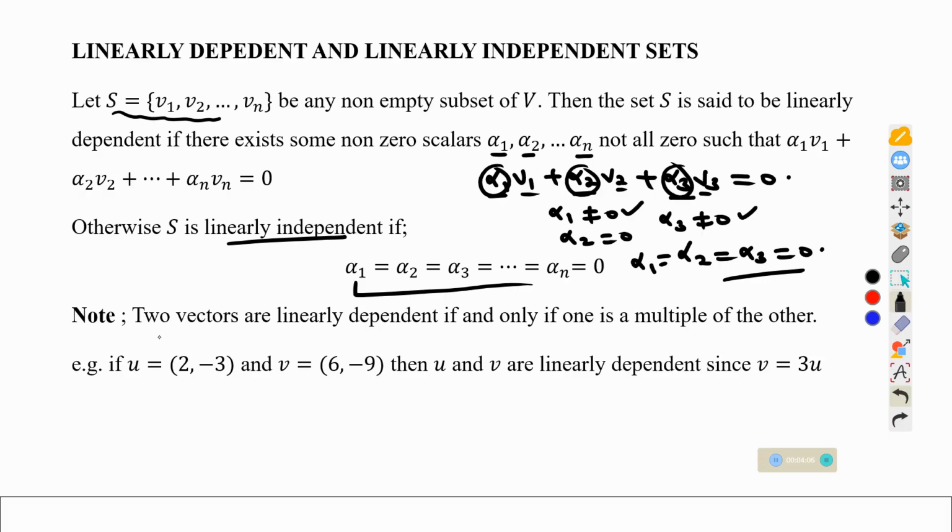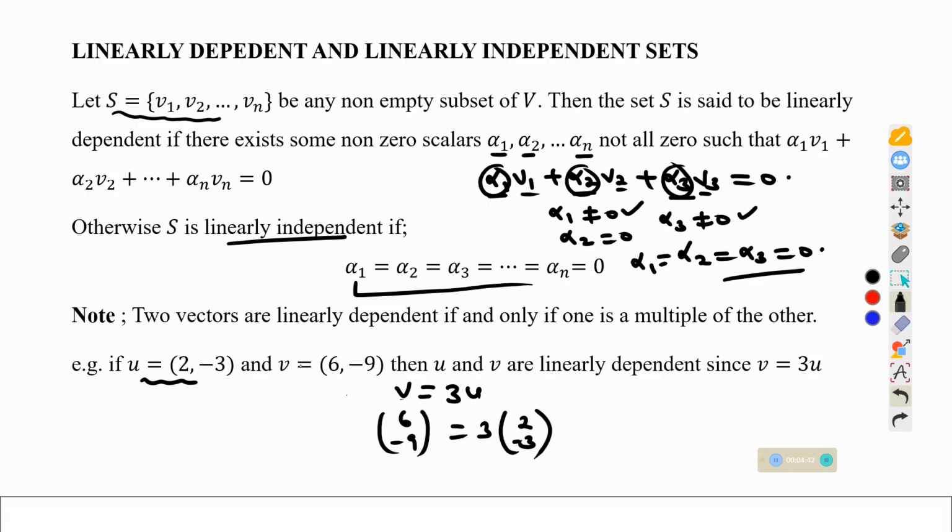We shall also put this note here that two vectors are linearly dependent if and only if one is a multiple of the other. For example, if you have u as (2, -3) and v as (6, -9), you realize v can be written in terms of u. In other words, v is the same as 3u. When you have (6, -9), this is the same as 3 times (2, -3).